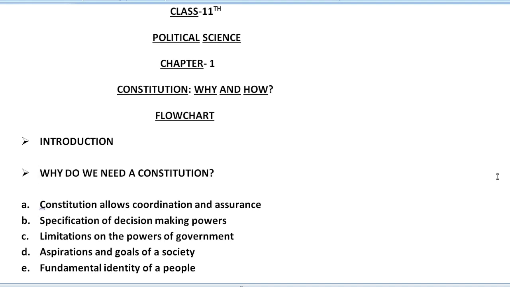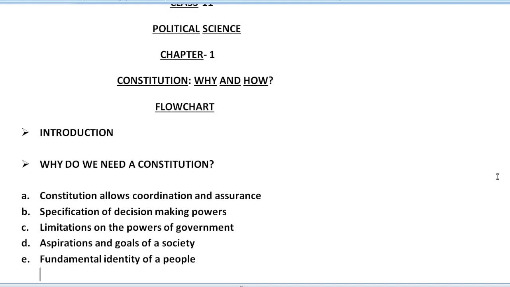So to sort out this and to get the answers to this question, some headings have been given in the book. So let's discuss these headings. First of all, we have Constitution allows coordination and assurance. Of course, what is the first benefit by which we can understand the actual need of the Constitution? We have the Constitution allows coordination and assurance.